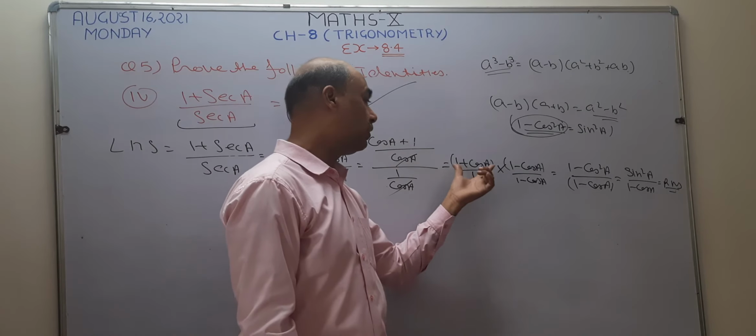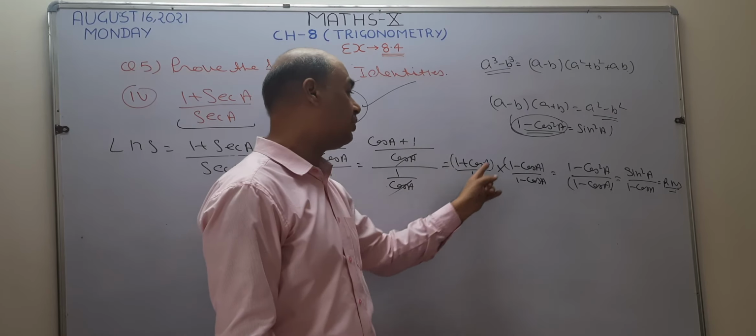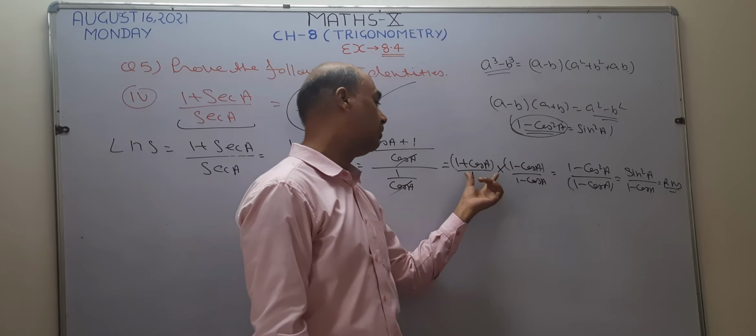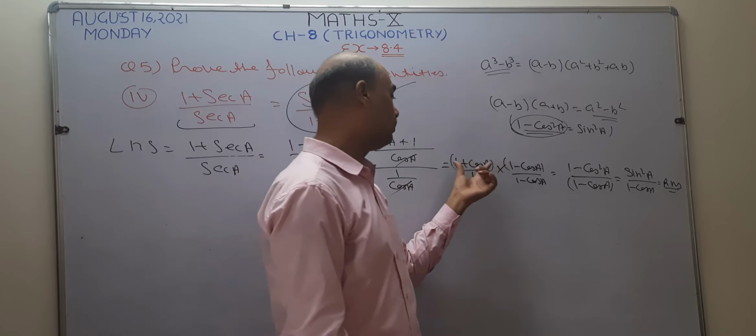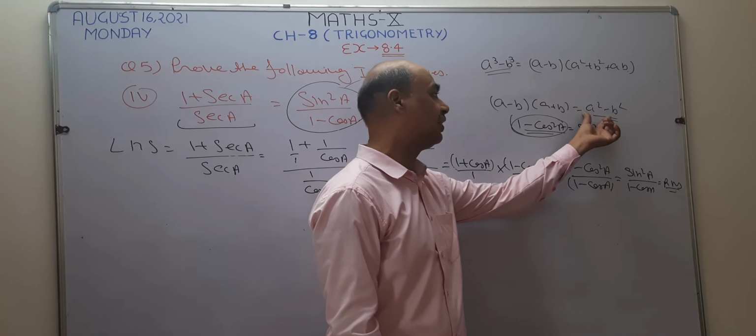Now I want to rationalize the numerator part. How do we rationalize? If a positive sign is there, it means we multiply and divide by the negative sign. So I want to multiply and divide by 1 minus cos A. Now 1 plus cos A times 1 minus cos A can be written as 1 minus cos square A by using this identity.